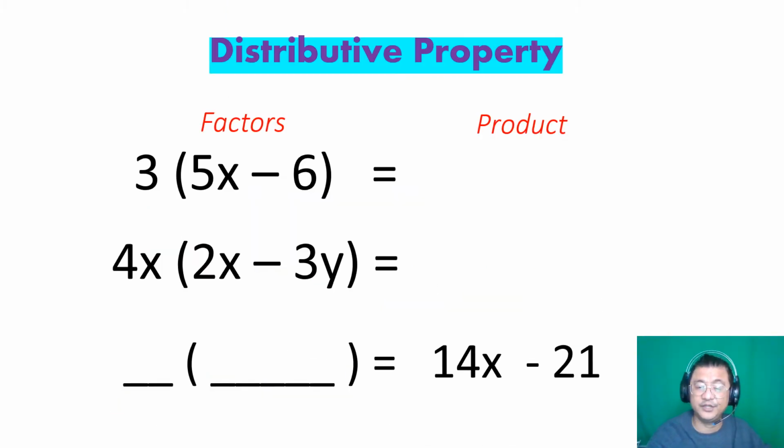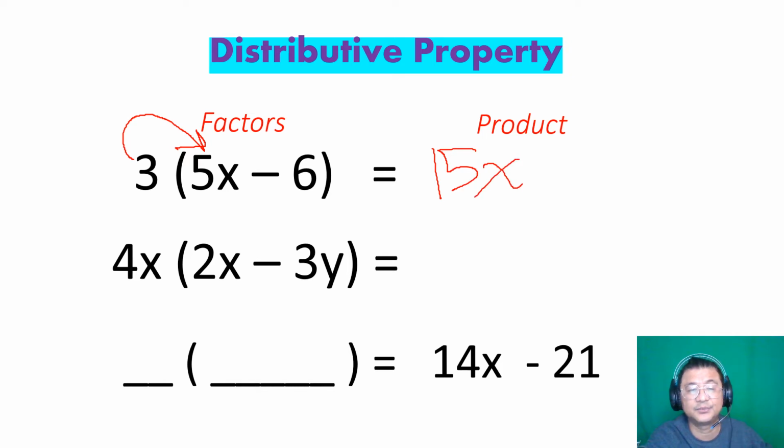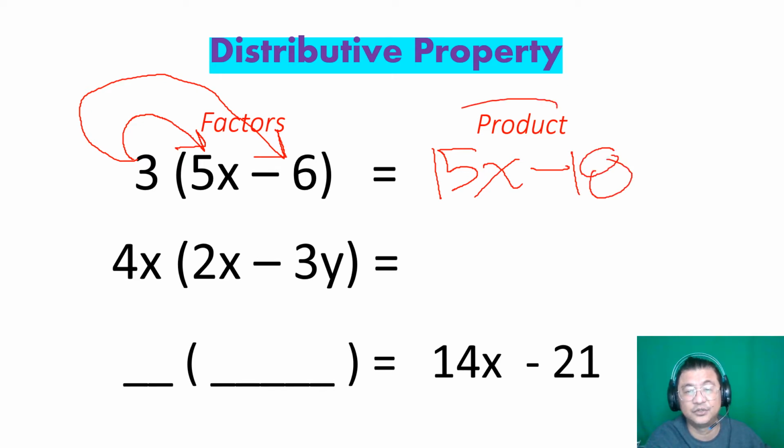Now, we've learned in the past the distributive property. Remember, 3 times 5x is 15x. What else? 3 times negative 6 is negative 18. So this is called the product, and those are the factors.